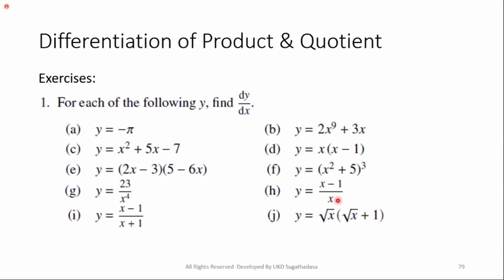Part H, you can separate into two parts. 1 minus 1 upon x. Part H, 1 minus 1 upon x. You can write it as 1 minus x to the power minus 1.